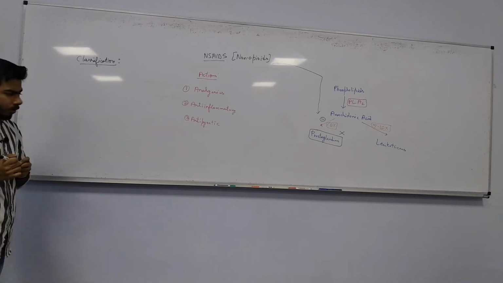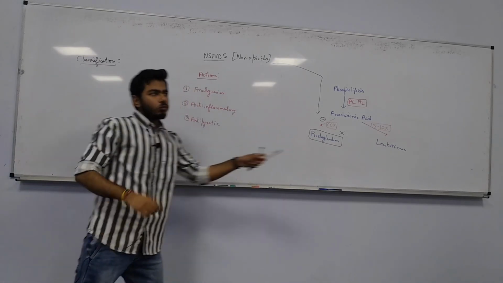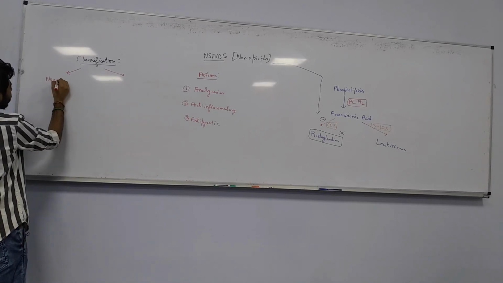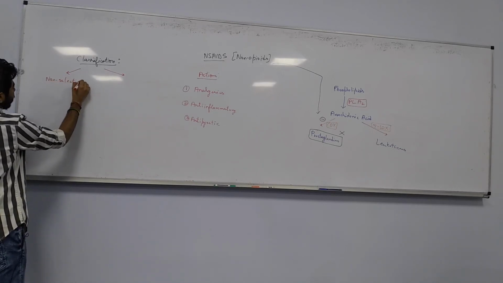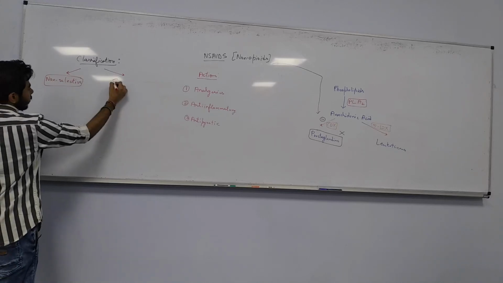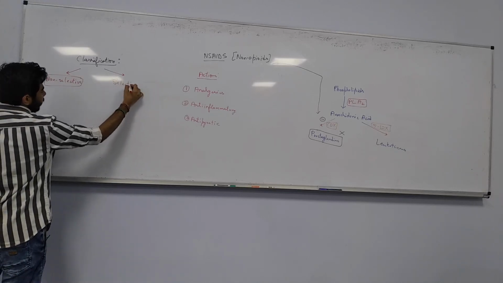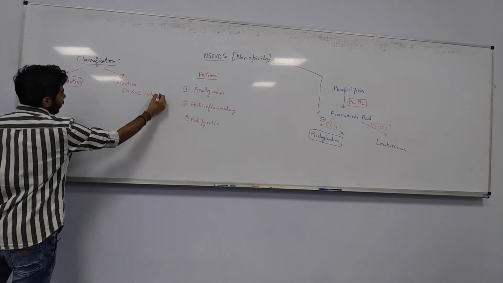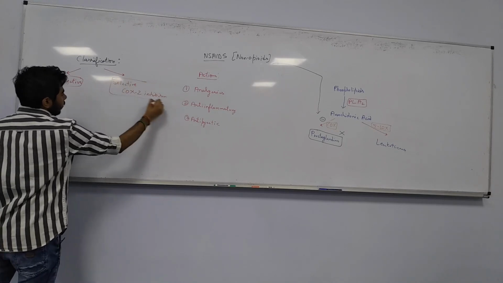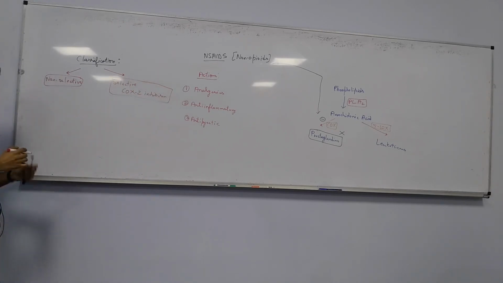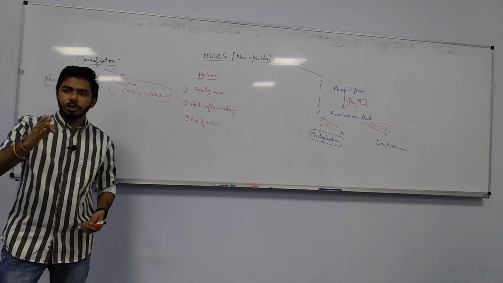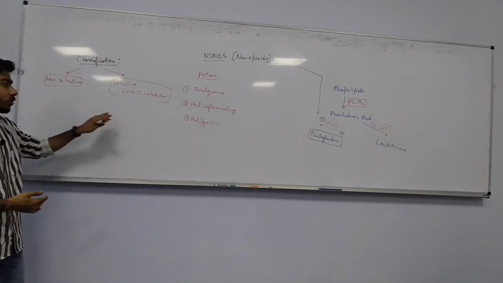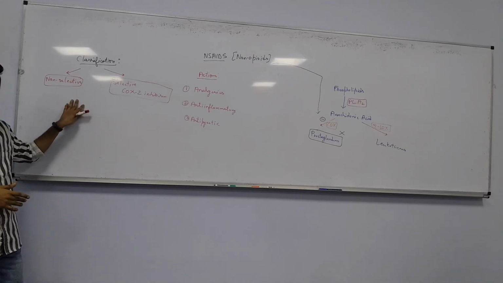Okay, so we are having two classes over here: one is the non-selective, and one is selective. Rather, I should say selective COX-2 inhibitor. If you need to choose between non-selective and selective, what you will be choosing? Choose non-selective. This is the first line drug.